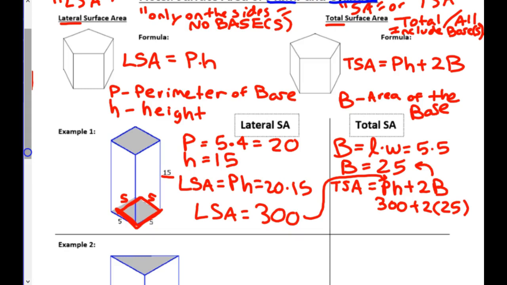So 2 times 25 is what? 50. So I got 300 plus 50. So my total surface area is 350 units squared. So the formula has 2B, right? 2 times B, which we said was 25. So 2 times 25 gave me the 50, 300 plus 50.